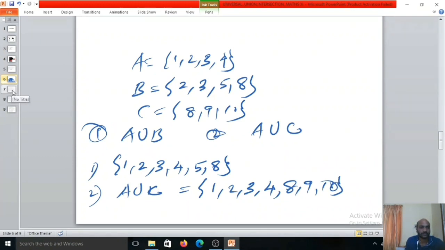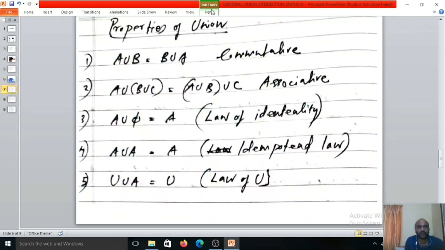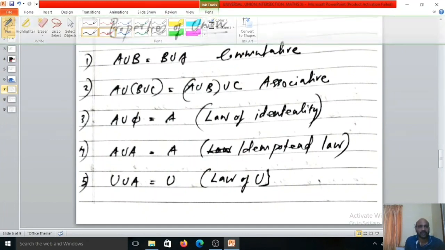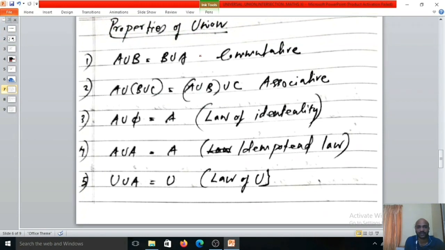Now properties of union. So union satisfies commutative property. I think you already know what is commutative property in case of addition. Addition satisfies commutative property because A plus B equal to B plus A. Here operation is addition, here operation is union. Same commutative property is satisfied for union. A union B equal to B union A.